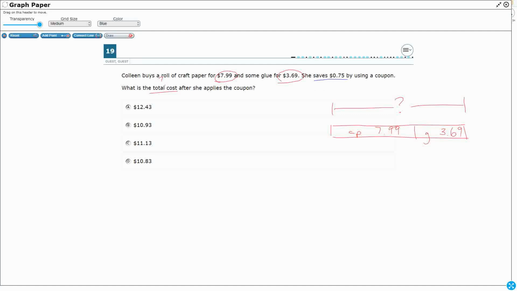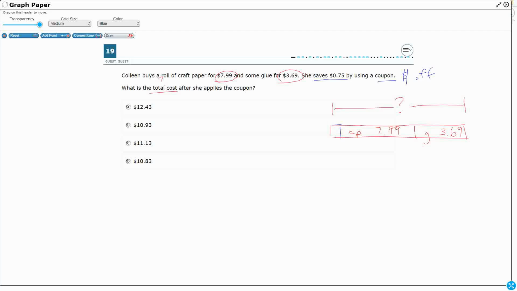She saves 75 cents by using a coupon. All right, so we're not adding 75 cents to this. A coupon is money off, right? So sometimes you can get $1 off, $2 off. In this case, she saved 75 cents. They'll reduce the price of something if you bring in a piece of paper called a coupon. Sometimes it's digital. And so we actually need to take a little bit off.